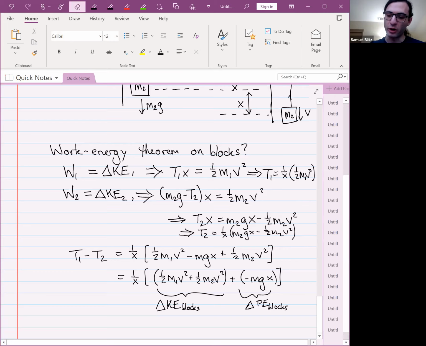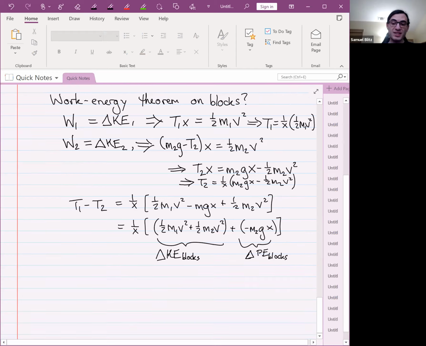Yeah, that should be an m2, sorry. Right, okay. So this is the change in kinetic energy of the blocks. This is the change in potential energy of the blocks. And so, but remember, that's not the whole thing, right?